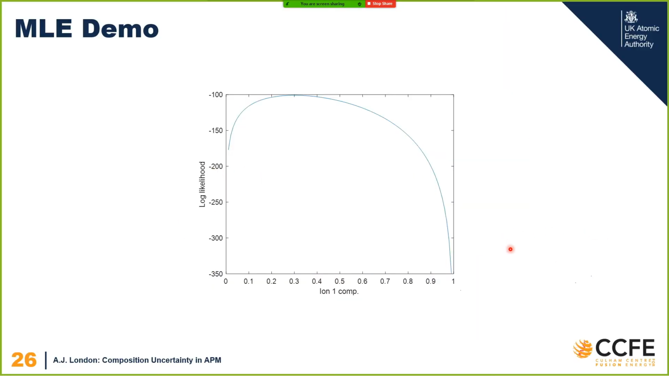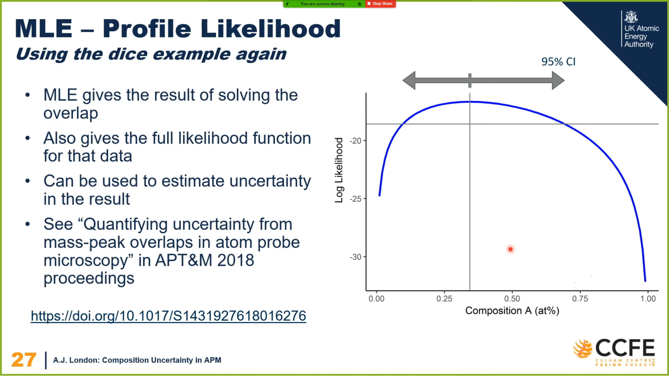All right, we're back to our PowerPoint. So maximum likelihood gives us the point at the top, that's the maximum, but it also gives us the full likelihood function for that particular data. So our model, informed by the data, gives us our likelihood distribution. And we can use this to get an idea of the uncertainty of our results.